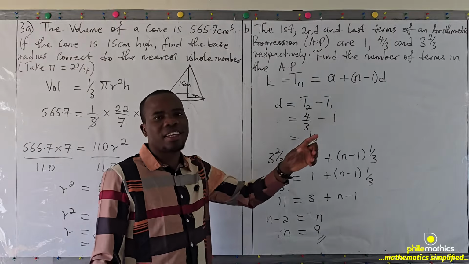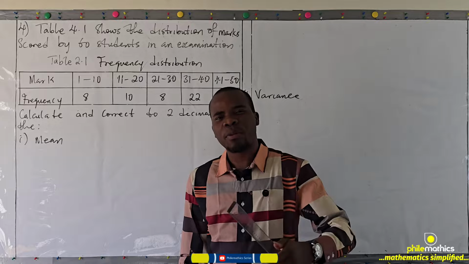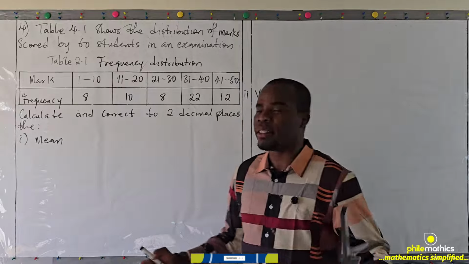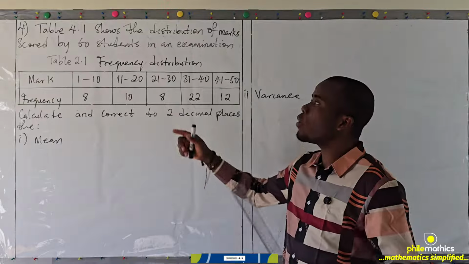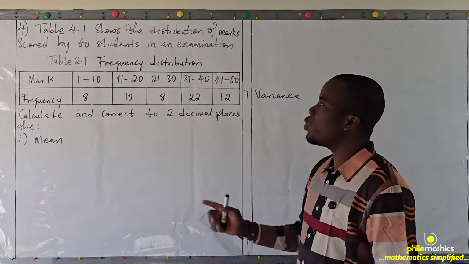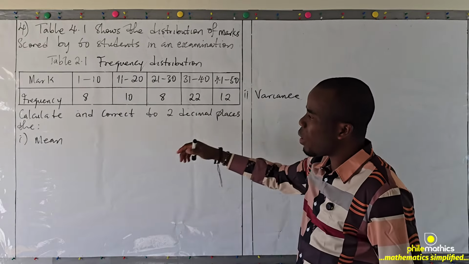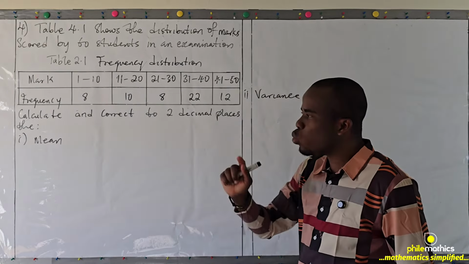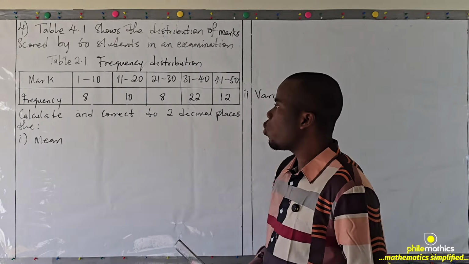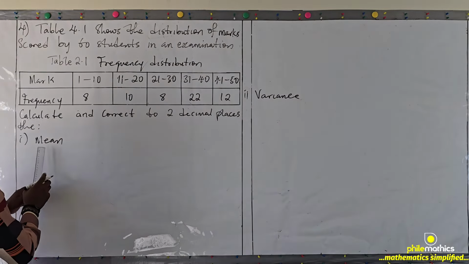Question 4 of NECO 2025 theory is a problem on statistics, specifically on variance and mean. It says table 4.1 shows the distribution of marks scored by 60 students in an examination. This is the frequency distribution, and we are asked to calculate, correct to 2 decimal places, the mean and the variance. So let's get the frequency distribution laid out.